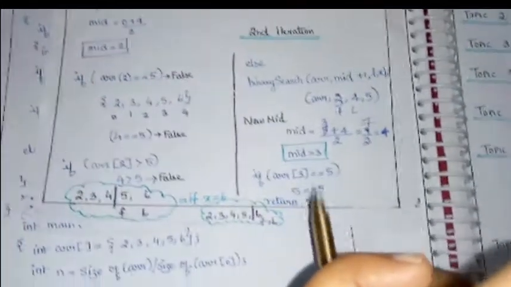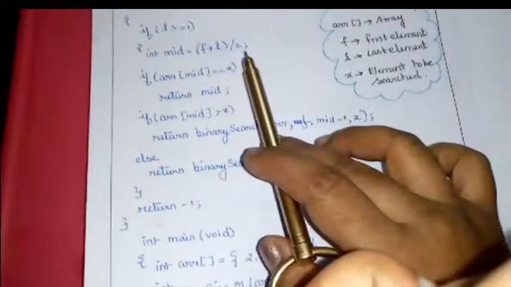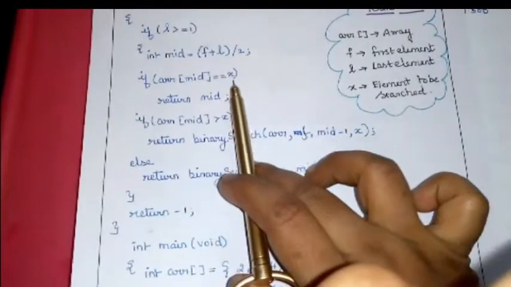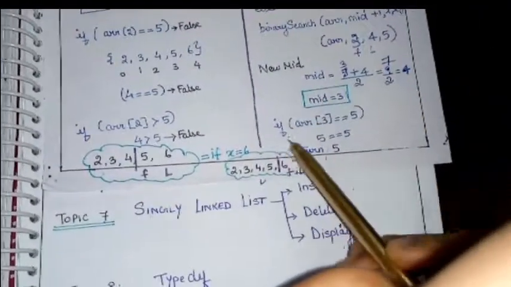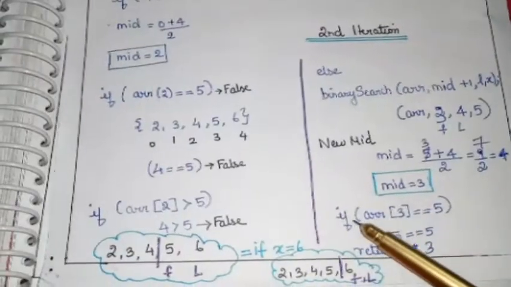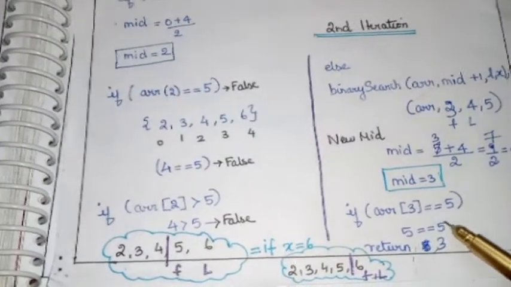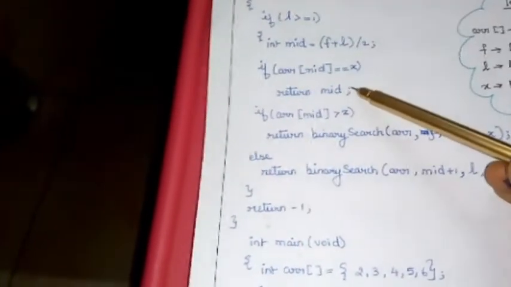Okay. Now I am checking whether array of mid, which is array of 3, is equal to 5. Now absolutely my value 5 is equivalent to 5, and it will return this value. So in this part, my array of 3, which is 5, is equivalent to 5, the element to be searched. So return the mid. I'm going to return the value 3. Okay, so that is the output for the statement. I'm going to return the mid, which is 3.